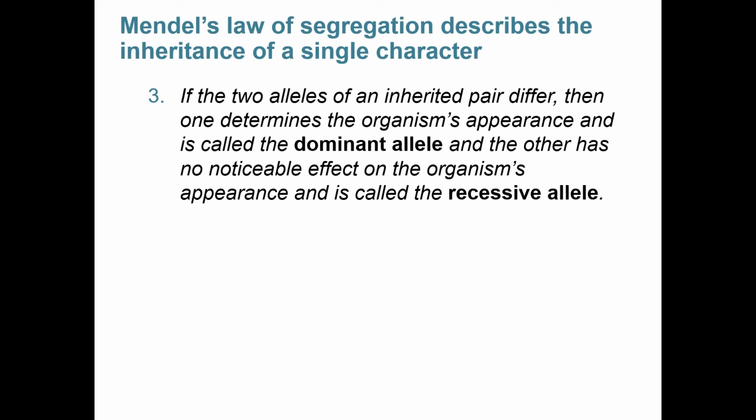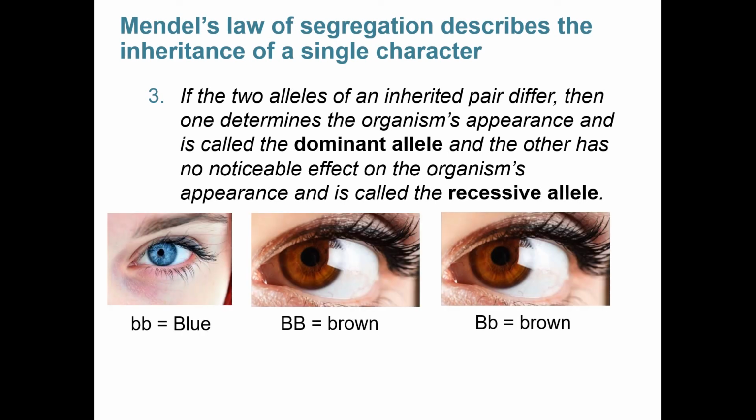To put this into context, if you are homozygous for the blue eye allele, your eyes would be blue. If you are homozygous for the brown allele, your eyes would be brown. When you're heterozygous, which means you have one brown allele and one blue allele, your eyes are brown. We would then say that brown is dominant to blue. Blue is recessive.